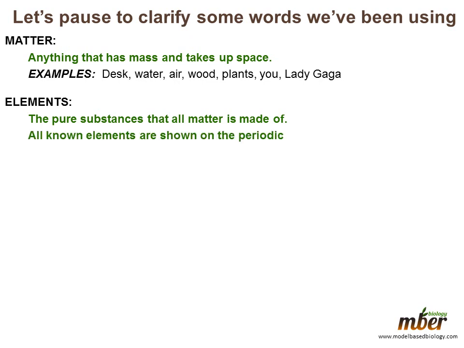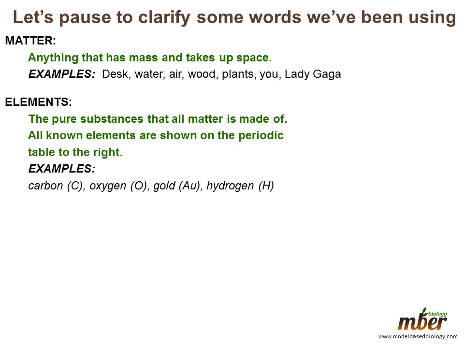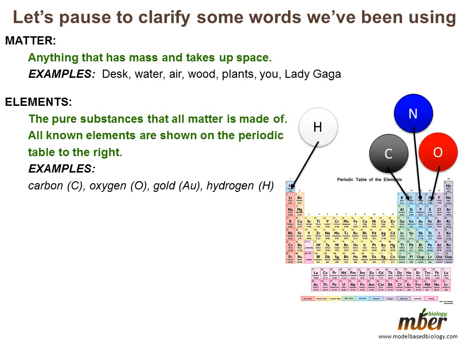We're going to continue on here. All known elements are shown on the periodic table to the right. I'm going to pop it in a second. Here are some examples: carbon, oxygen, gold, hydrogen. There is our table. So again, everything on this table is what makes up the physical world around us, which is kind of amazing because there are about as many elements on this table as there are keys on a piano. It's not too far off.